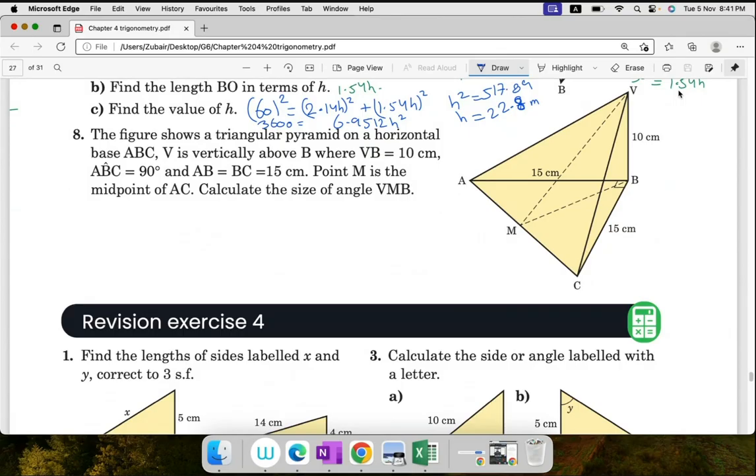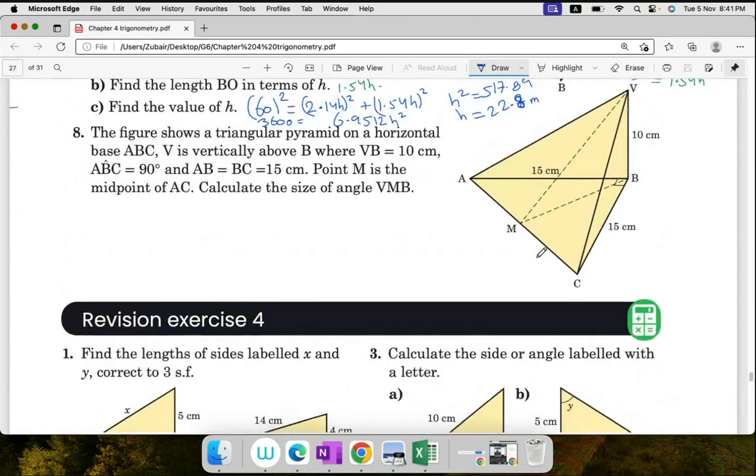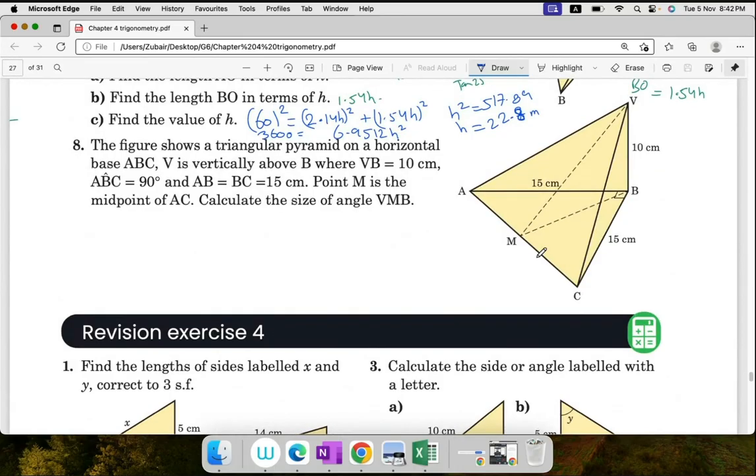Try question number 8 in the revision exercise. So our chapter is complete. Try number 8.